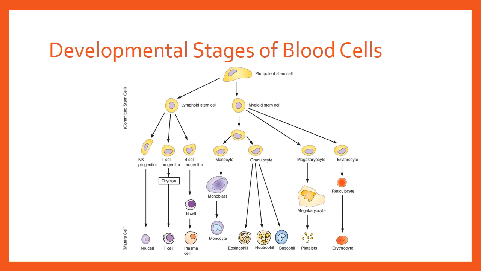Megakaryocytes will transform into platelets, and the erythrocyte progenitor cell will transform into a reticulocyte, which is an immature red blood cell, which will turn into an erythrocyte. Erythrocytes, of course, we know already, don't have a nucleus. Instead, they have an indentation which makes them look like a donut with no hole. The indentation signifies the place where the nucleus used to be.